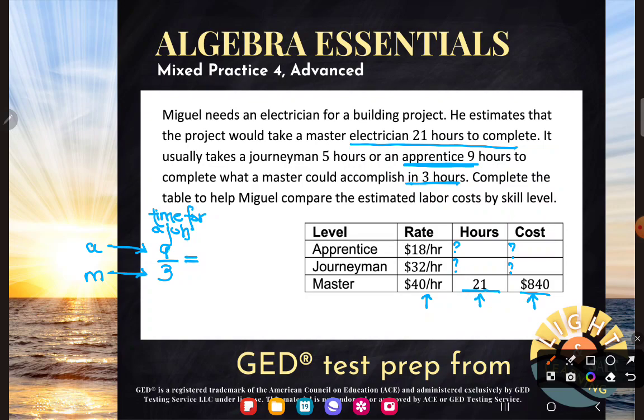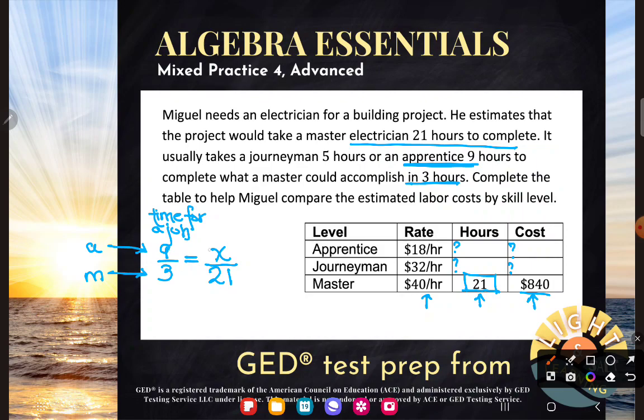We're not doing a 3-hour job, right? The master, in this case, for Miguel's job, is actually doing a 21-hour job. So on the bottom of my fraction, I need 21. How long would that take the apprentice? Well, I don't know. That's what I'm solving for. And I just set up a proportion with relationships, which, by the way, isn't the only way to do this problem. But considering that we're reviewing the proportion lesson, I think that's how I'll do this.